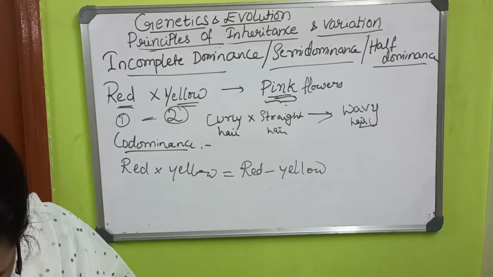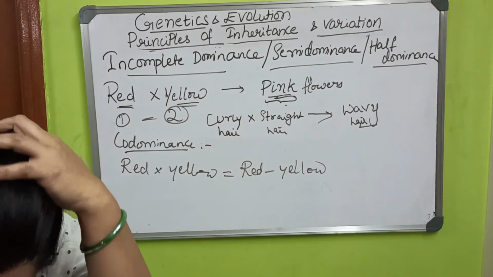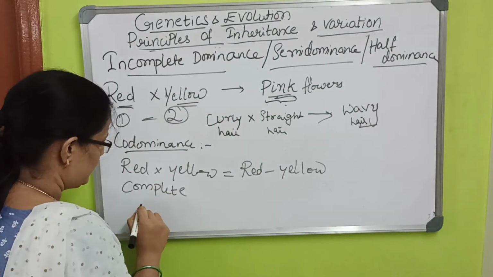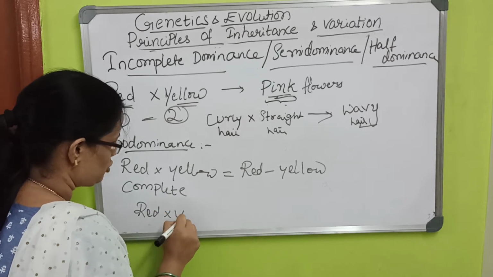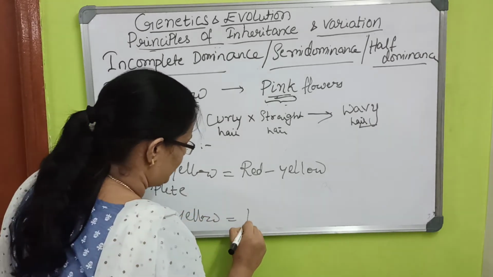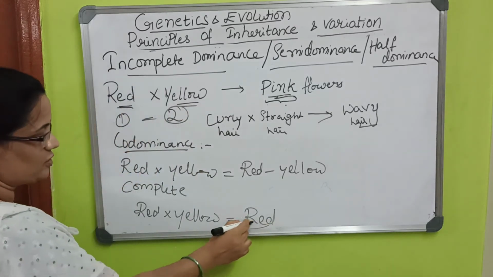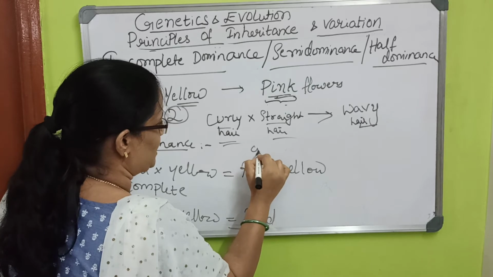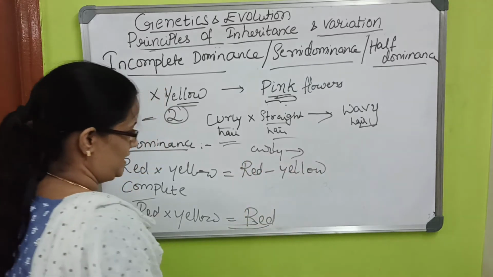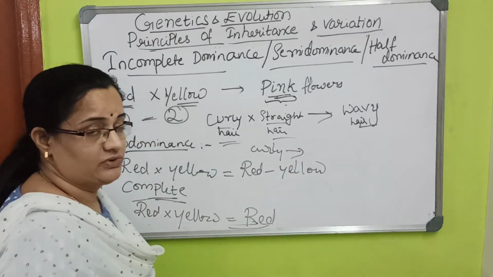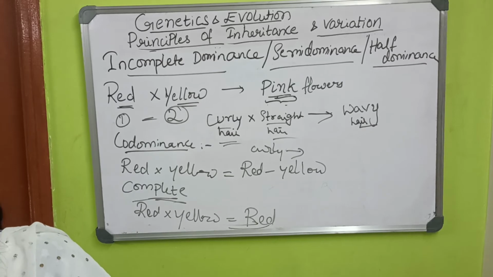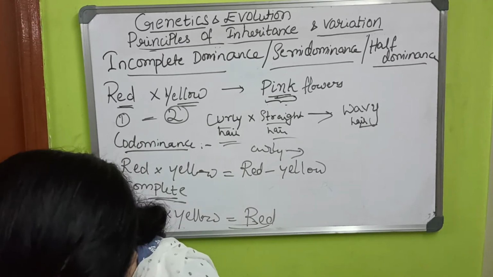Another one is complete dominance, where only the red flower appears. For complete dominance, when red and yellow are crossed, completely red flowers come. That is called complete dominance. When curly and straight are crossed, only the curly generation comes. That is complete dominance. They have shown that. So what are the other parts of this lesson?